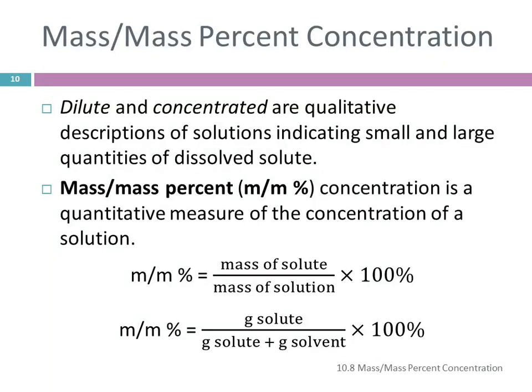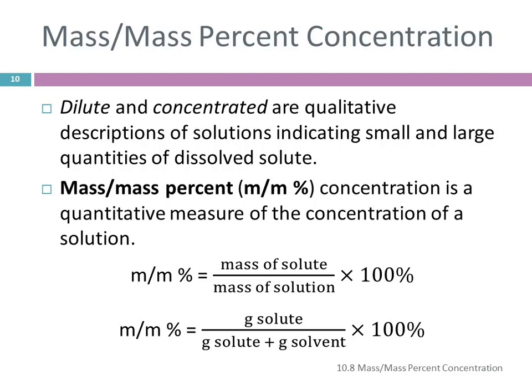Saturated, supersaturated, unsaturated describe solutions qualitatively. Dilute and concentrated also describe them qualitatively. These are relative terms, a dilute solution or a concentrated solution. Concentrated has more solute, dilute has less. And that's all it means.